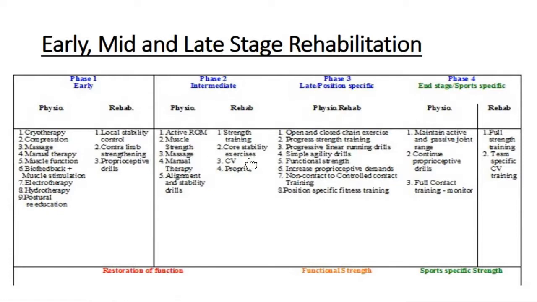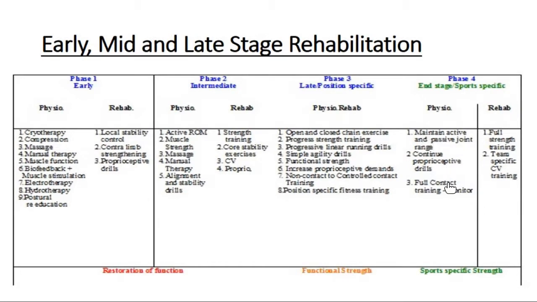But now we're also thinking about maintaining cardiovascular fitness. And then as we move on, we're doing position-specific fitness training. So the specific tasks that that person needs to do. Okay, so this is an example from rugby. Okay, so we're going to maintain range of movement. So even though we're strength training, we don't want to lose range of movement.